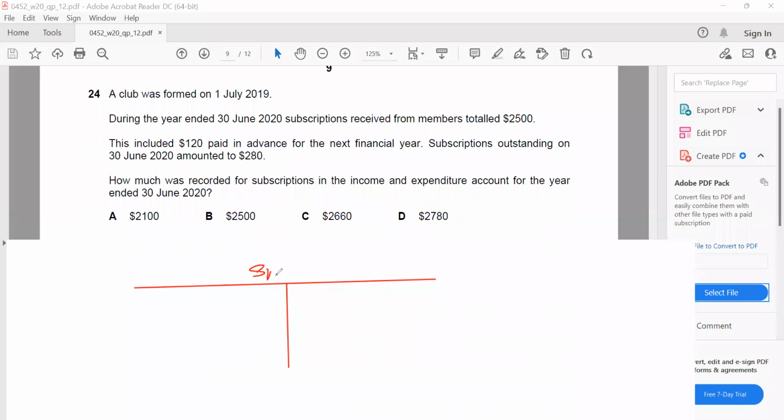Okay, this is a subscription account. They were formed in this period, so that means no balance brought down. During the year, subscription received from members, so this is a bank amount. Bank 2005. Out of this 2005, 120 paid in advance for the next financial year, which means this is a balance carried down, a liability. 120. Subscription outstanding on 30th amounts to... so this one is balance carried down at the end of the year.